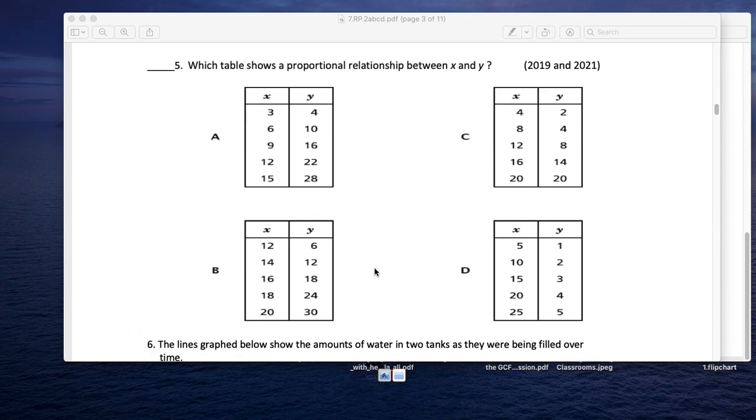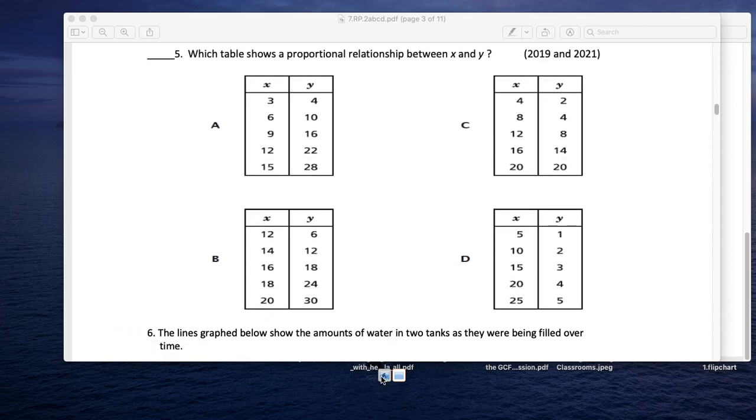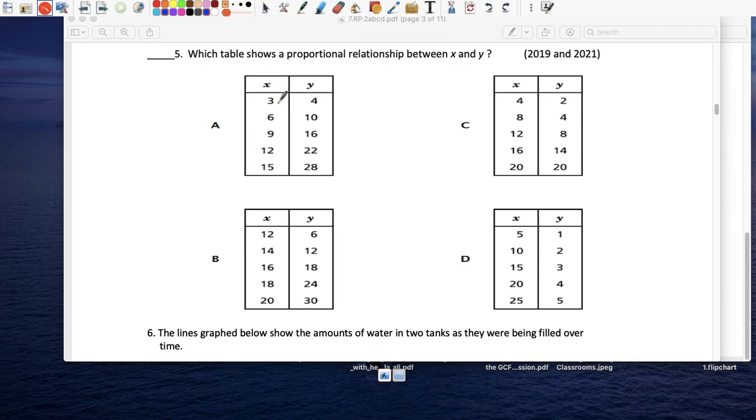Number 5, again, which table is proportional? So here we get 4 over 3. Here we get 10 over 6, which is 5 over 3. So this one, when you divide y by x, the first one you get 4 over 3, the second one you get 5 over 3. So this one is already gone. This one, well, 6 divided by 12 is a half. 12 divided by 14, is that a half as well? No, it's not, so this one is gone.